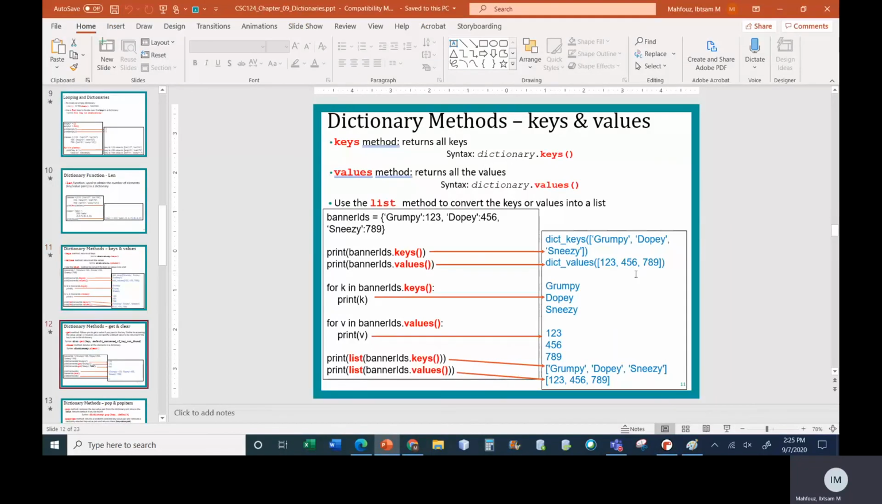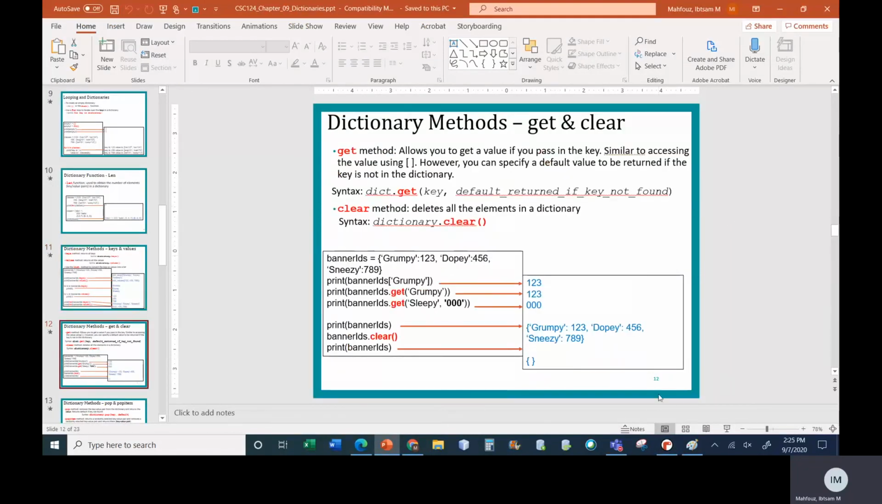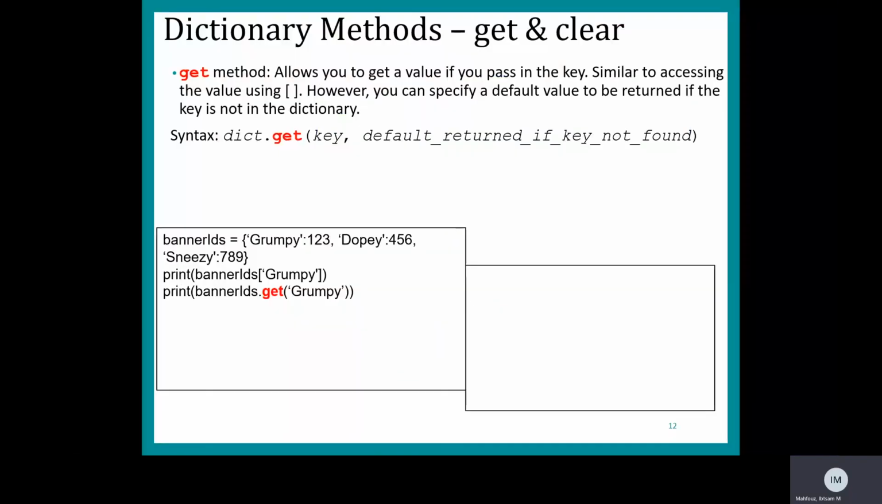What else is available? You can use a get method to get a value that's in the dictionary. Why would I need that if I already have the square brackets? So if I wanted to print grumpy, I want to get the value of grumpy. Well, all I had to do was put the dictionary name and then square brackets grumpy, and that's going to give me the 123, right?